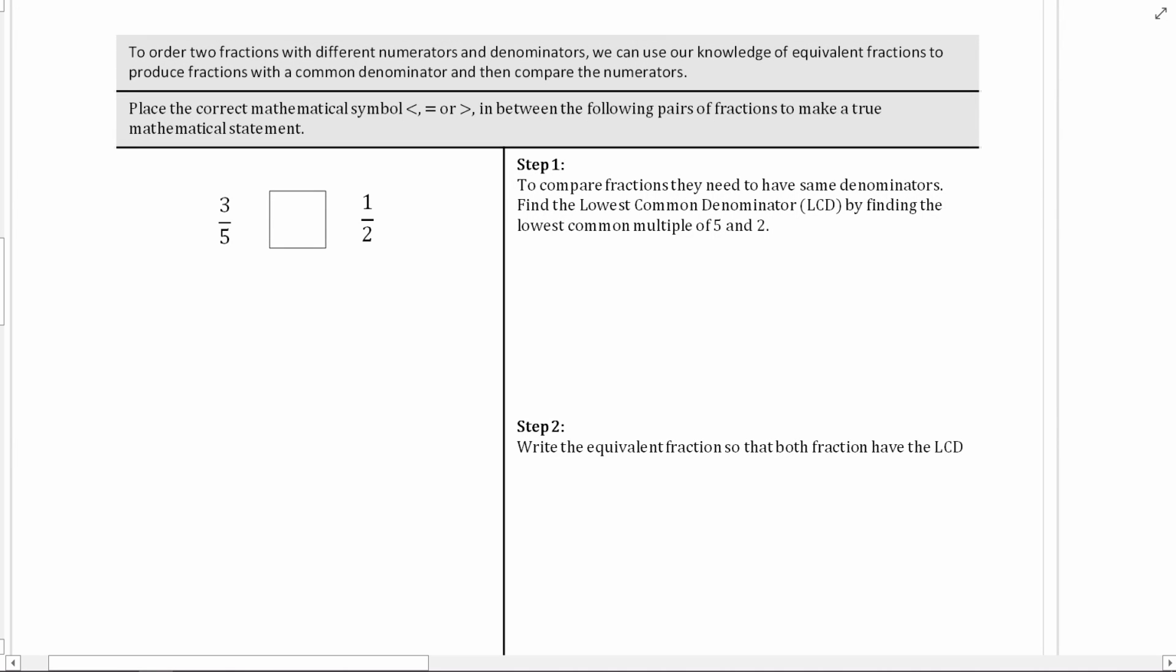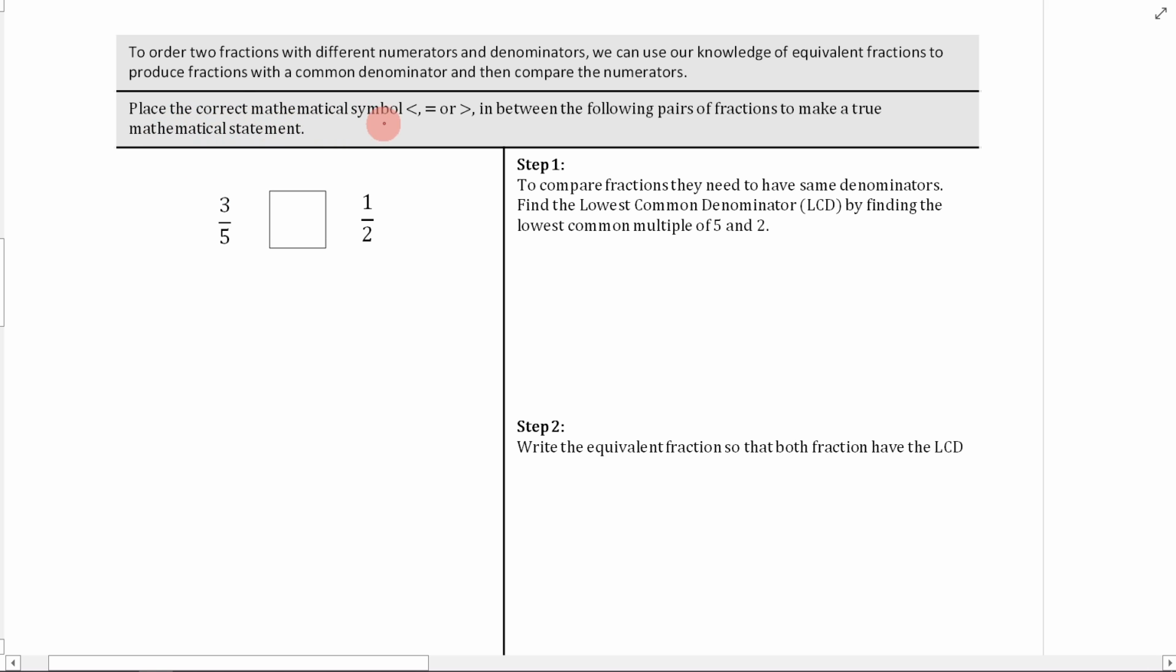All right, so in this part, we're going to talk about when your numerators are different and when your denominators are different. So here we have, to order two fractions with different numerators and denominators, we can use our knowledge of equivalent fractions to produce fractions with a common denominator and then compare the numerators. So here we're doing the same thing.